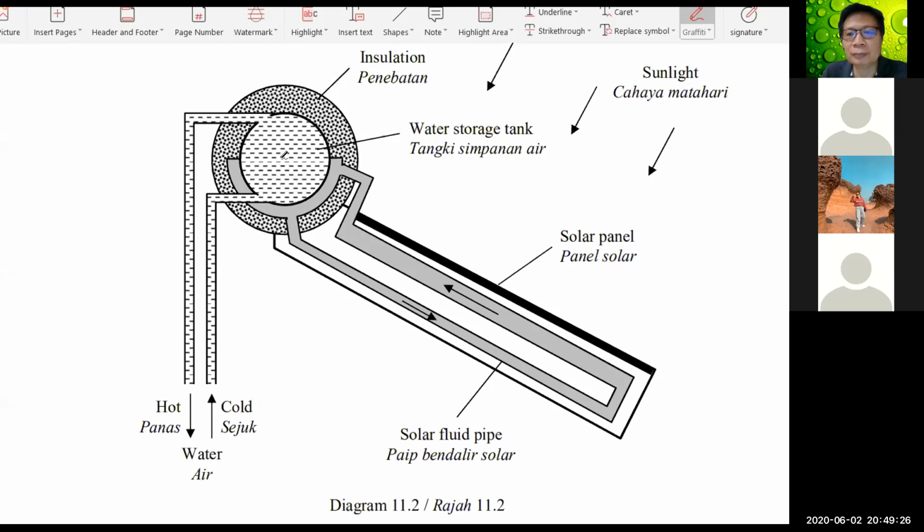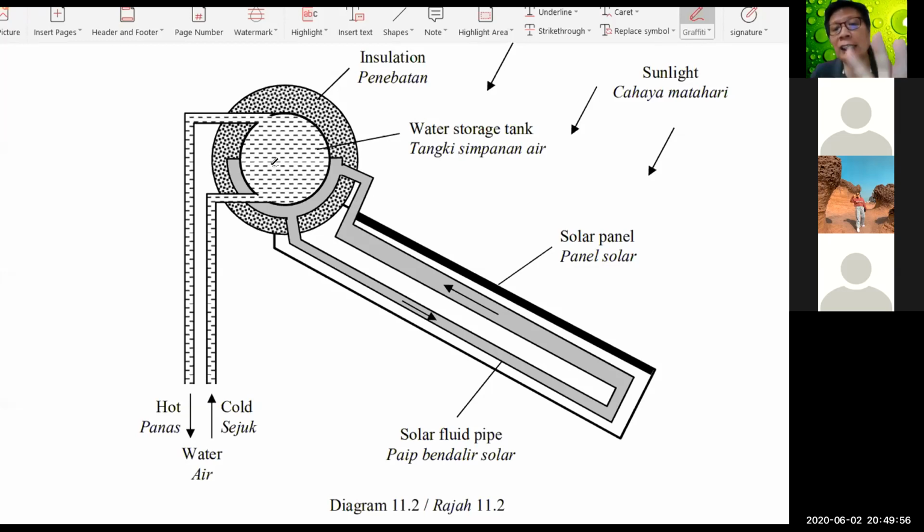Understand? Okay, this water is like this. Cold water comes here and then heats up. Then it is hot already, and then it is sent to the bathroom for bathing, for shower. Understand? Hot water. It can save a lot of electricity. But this is not suitable for drinking. For daily use only, not for drinking. Understand? Okay? So this is how this thing is used.